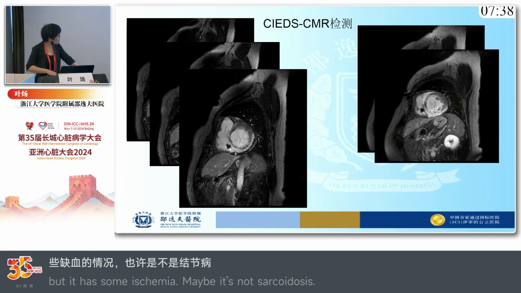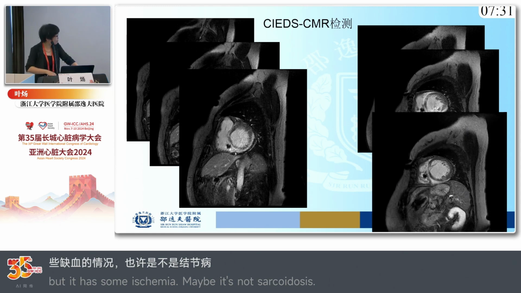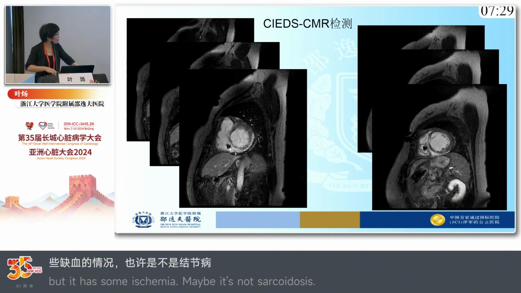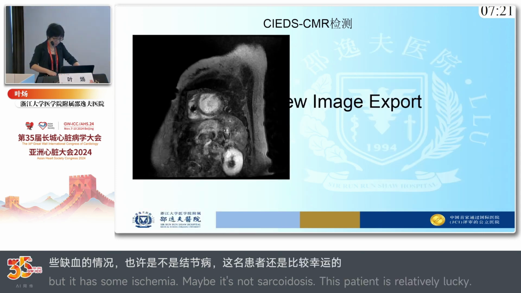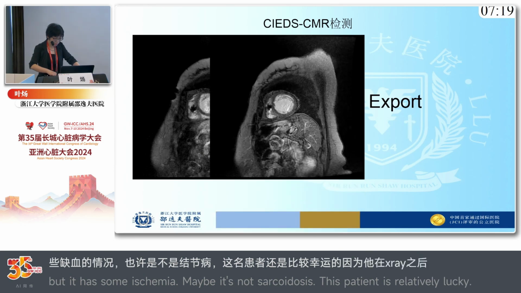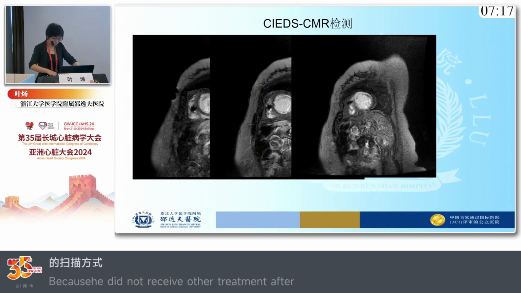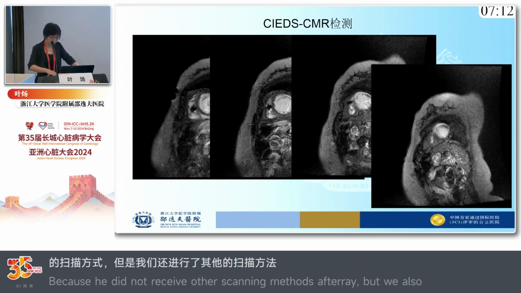We also found an ischemic transmural scar here. This patient is very lucky because she had CMR scanning before the upgrade. We did all the scanning and checked all the scar, and only found the inferior wall ischemic scar there.